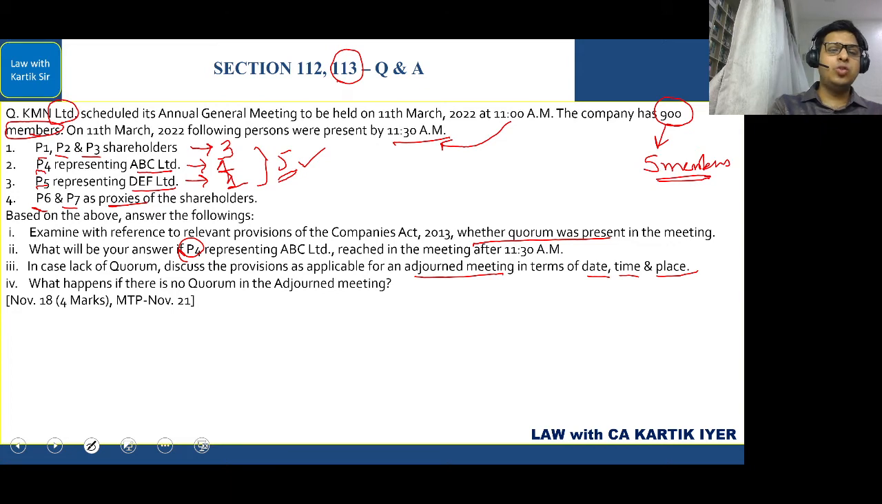What happens if there is no quorum in the adjourned meeting also? If quorum is not there in the adjourned meeting, for example, quorum in this case is 5, and 5 people are not there in the adjourned meeting also, then the members who are there, suppose 3 members, will form the quorum. They will be considered to be the quorum for the meeting, and the meeting will go on. Simple. Very good question for 4 marks in the examination. Mock test paper November 2021. Okay, let's go ahead.